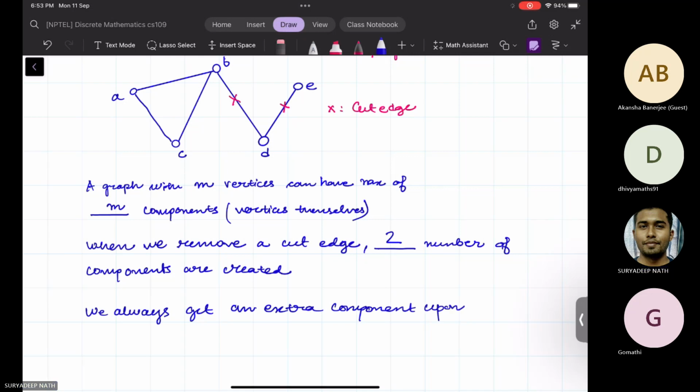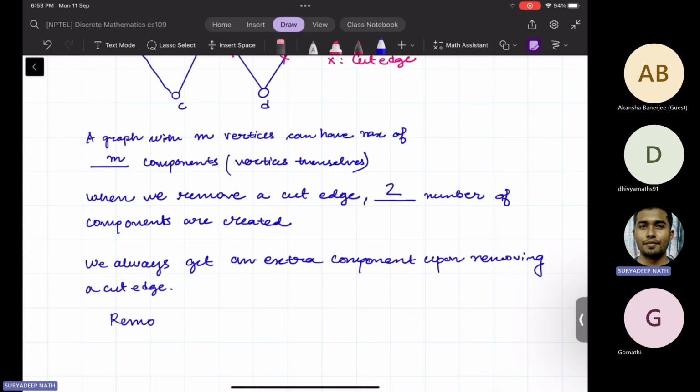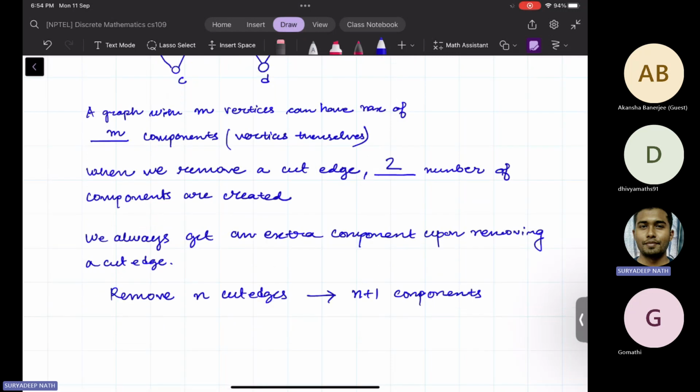upon removing a cut edge. Means remove n cut edges, you will get n plus 1 components. Now a graph with m vertices will have a maximum of m components. So therefore the number of cut edges that you can remove are, what do you think from this last line?